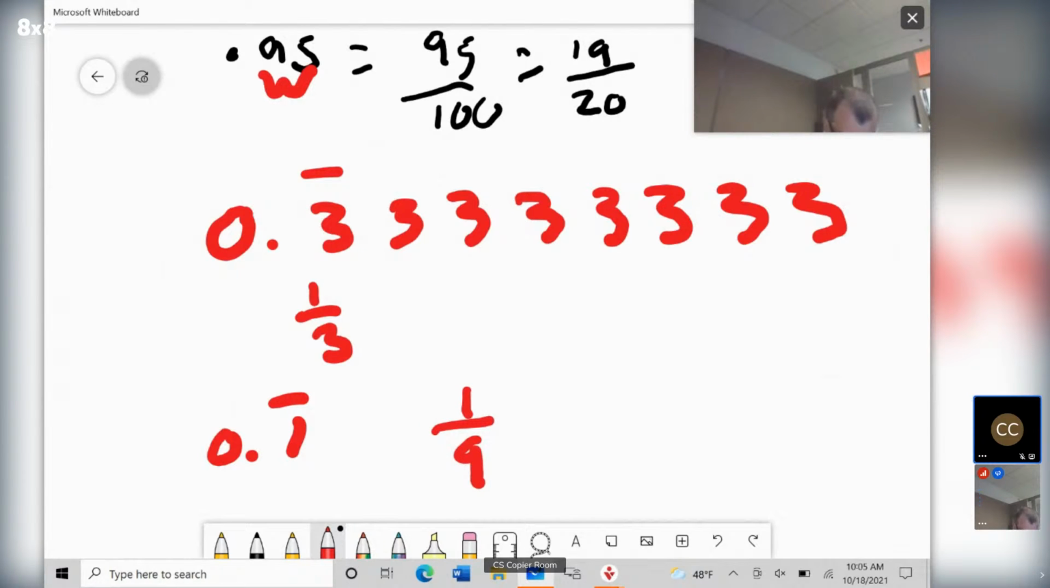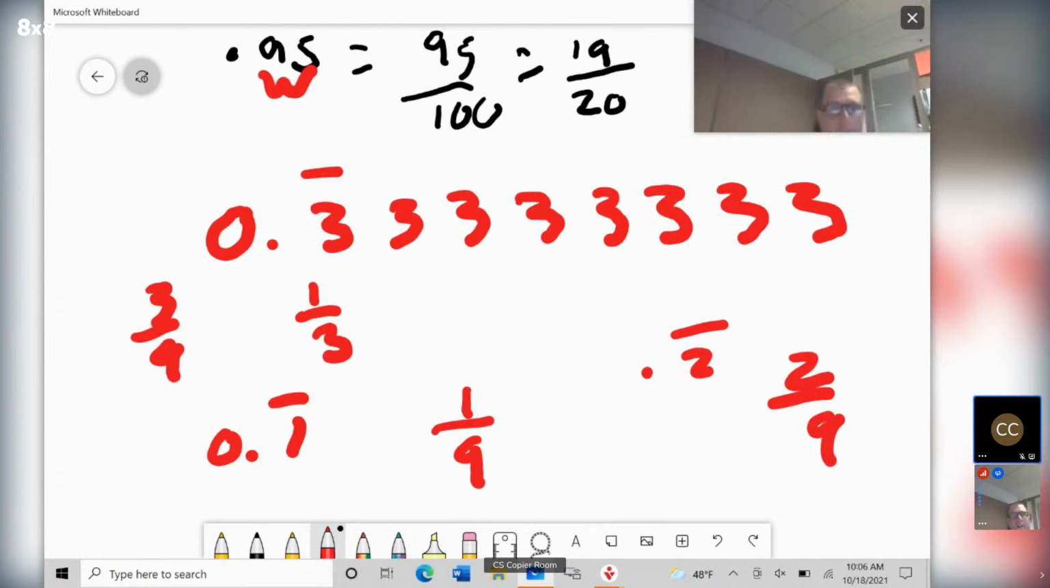Okay. So try to remember when it keeps repeating over the first number, you're just going to put that number over 9. So in this case, I'll back up. It would have been 3/9. But obviously when that's reduced, that's 1/3. And if you have like 0.2 repeating, it's going to be 2/9.